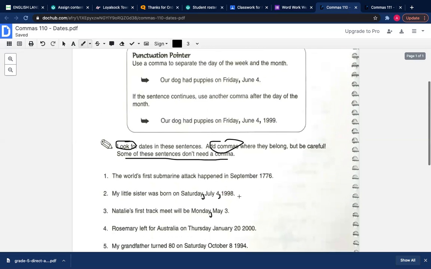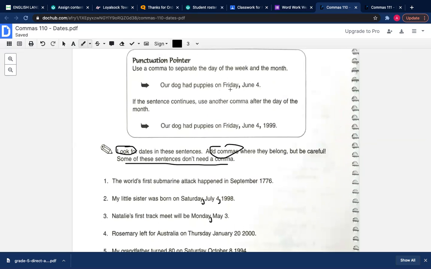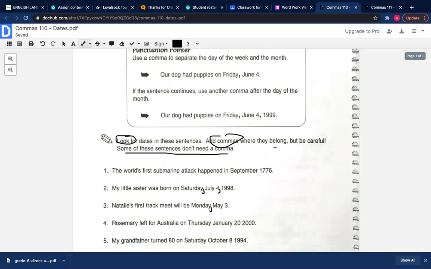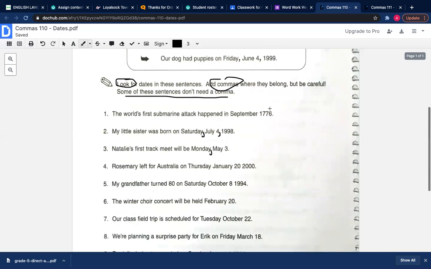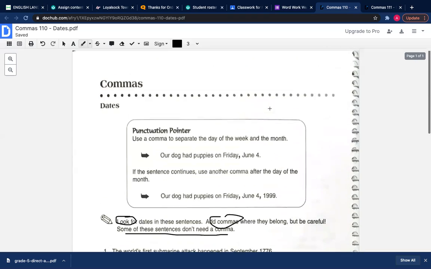Okay, continue through these. Check to see if you have a day of the week. If you do, you always need a comma to separate the day of the week and the month. And then you always need a comma to separate the day of the month and the year. Okay? Continue through and finish 1 through 10.